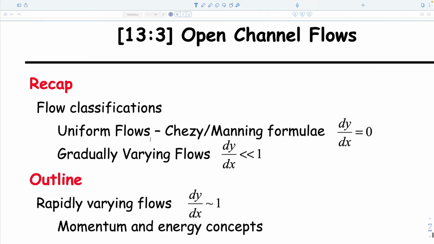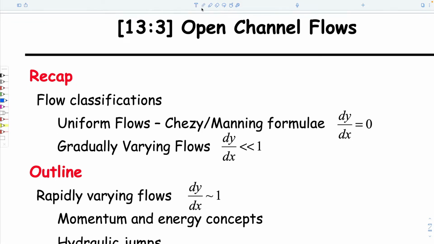Well, I guess we've talked about all of these. In terms of what we talked about last time, we talked at least about two of these. Monday was this. Wednesday was gradually varying flows, which we were talking about now.